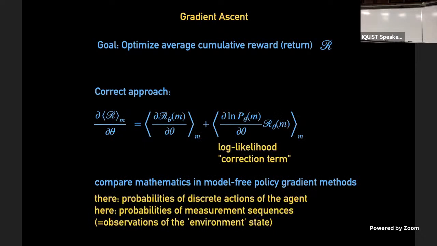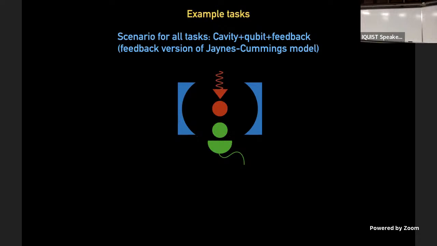And so that introduces some interesting extra modifications. If you now want to do gradient ascent, you get an extra term that is basically multiplying the reward with the log likelihood, or the derivative of the log likelihood, of the particular measurement outcome sequence. So that's, technically speaking, the correction term you have to take into account if you want to take GRAPE and embed feedback. Let me come directly to examples so you can maybe see if you are interested to apply this to your own experiment.